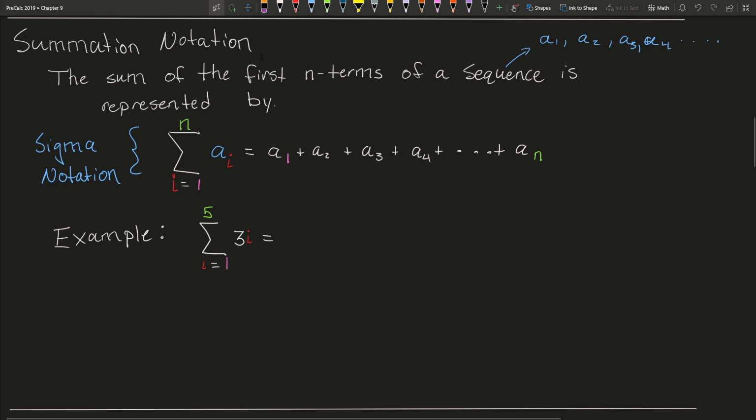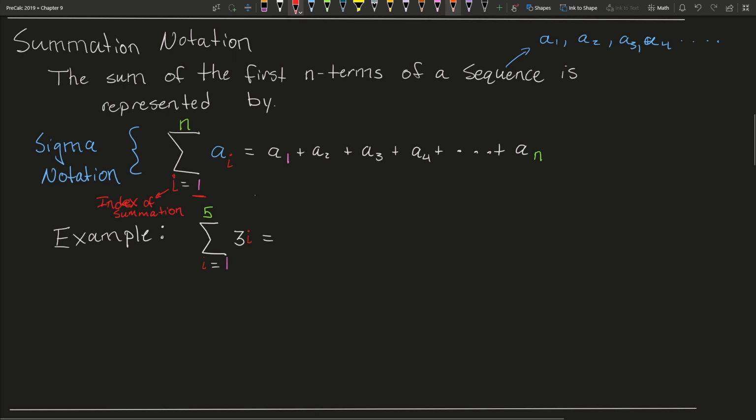So I'm going to kind of break this down part by part, and then we'll do an example. All right. This i, that's called the index of summation. And basically all that means is it's telling you what the variable actually means in the sequence, okay? So we're dealing with i.